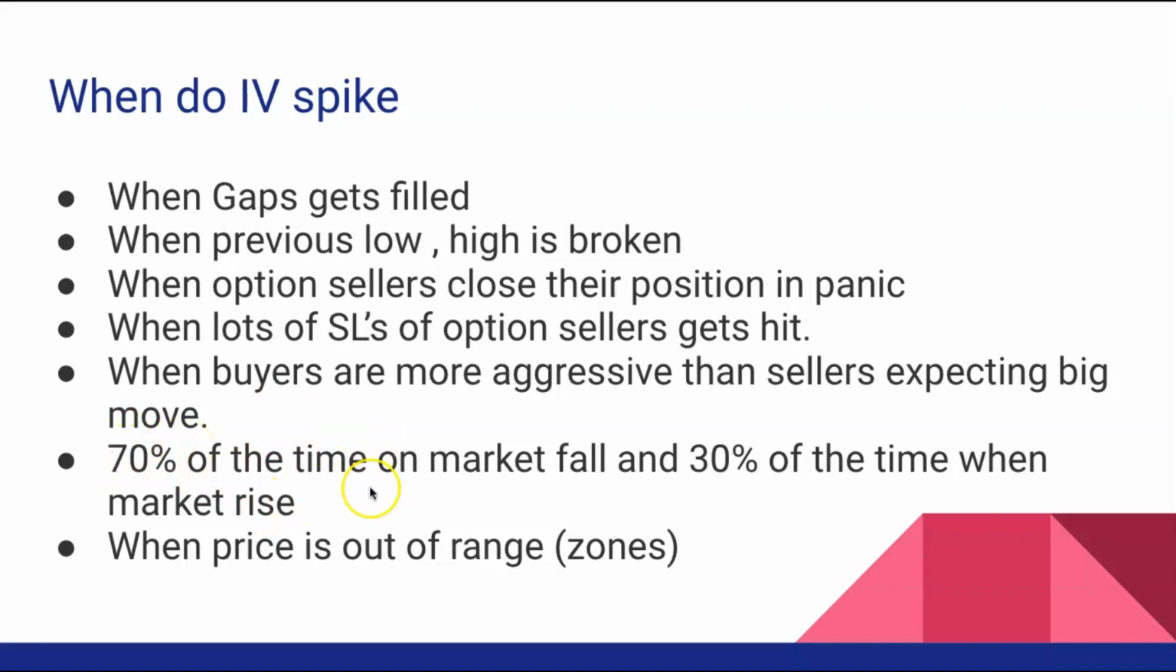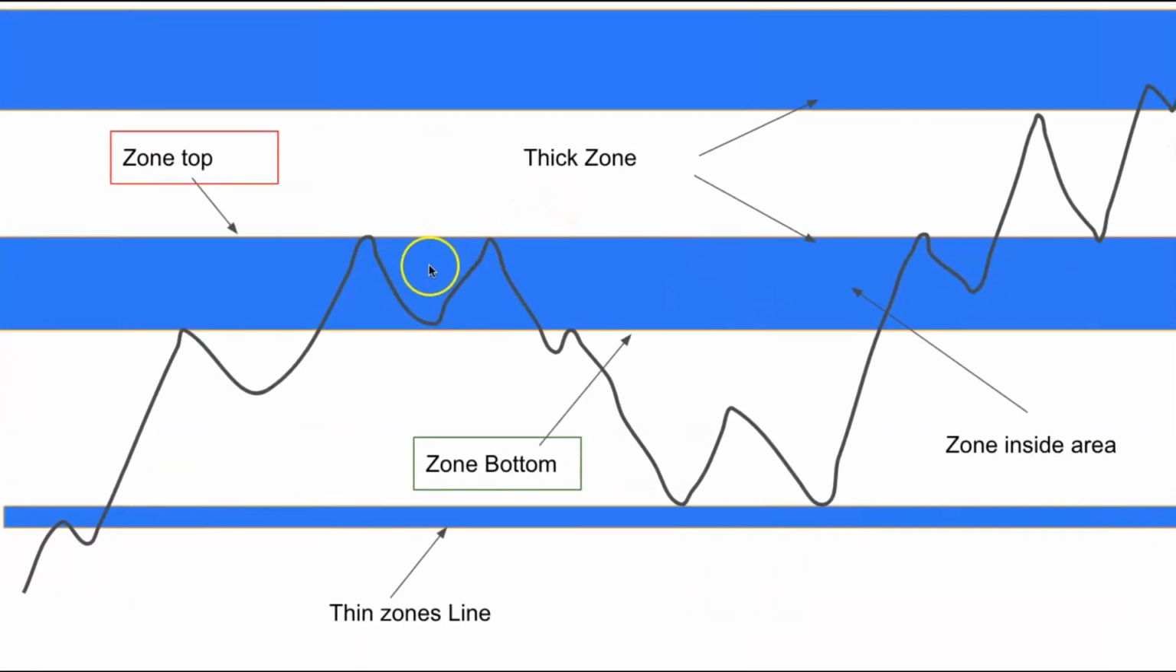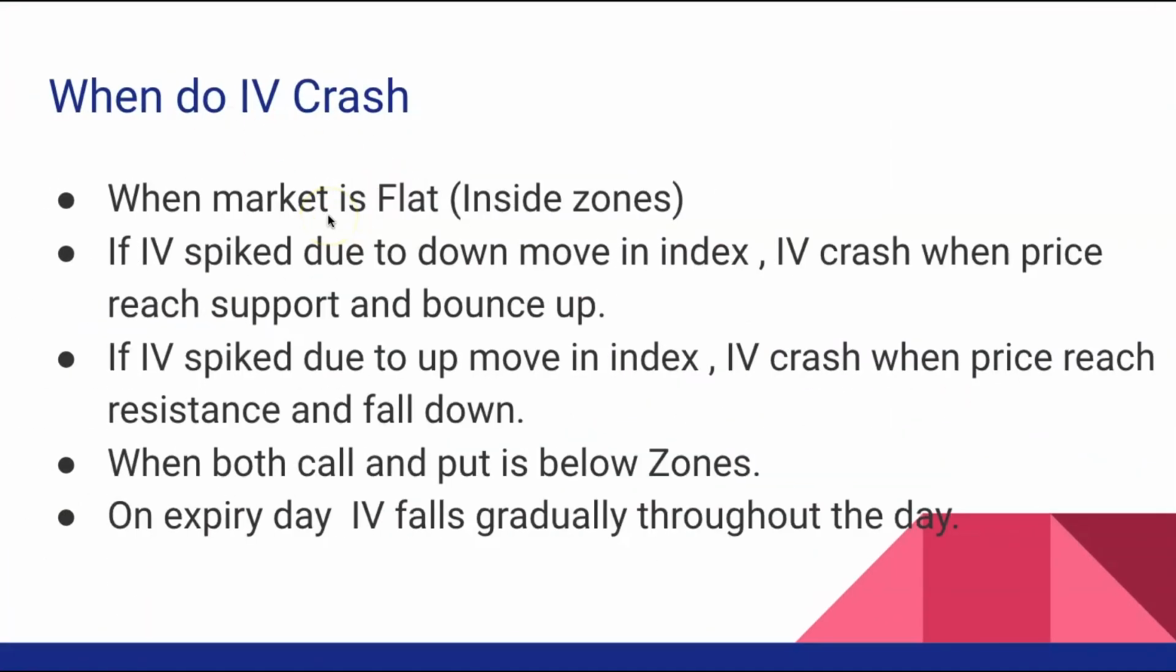And when the price is out of the range, the IV will be spiking. For example, these are the zones. If price is consolidating inside the zone, the IV will be crashing, and if the price is going away from the zone, or if there is a breakout or a breakdown like this, the IV will spike. So these are all the reasons where the IV will spike.